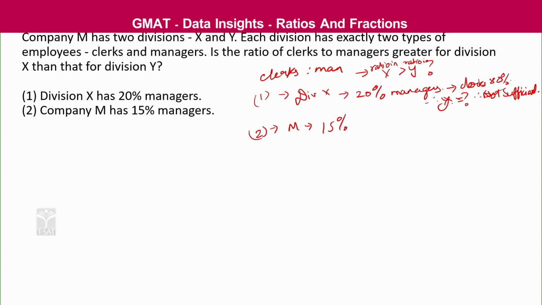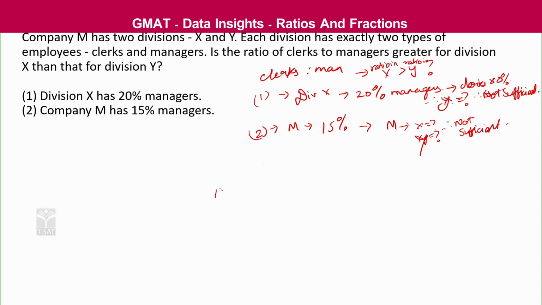And then next, company M has 15% managers. But when M has 15% managers, you know nothing about X and Y. You do not know anything about X and what the situation is in Y. So, therefore, this alone is also not sufficient to answer the question. We only know that M has 15% managers.